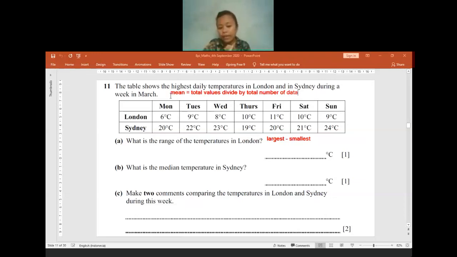Median is also average. Mode is also average. In maths, there are three types of average. So whenever I ask you what is mean, do not answer only average, because average can be three types. It can be mean, median, or mode. All of these three things in maths are called average.